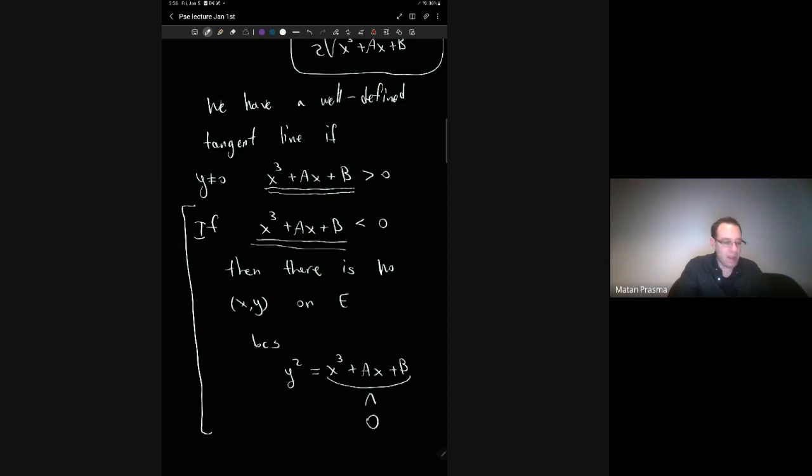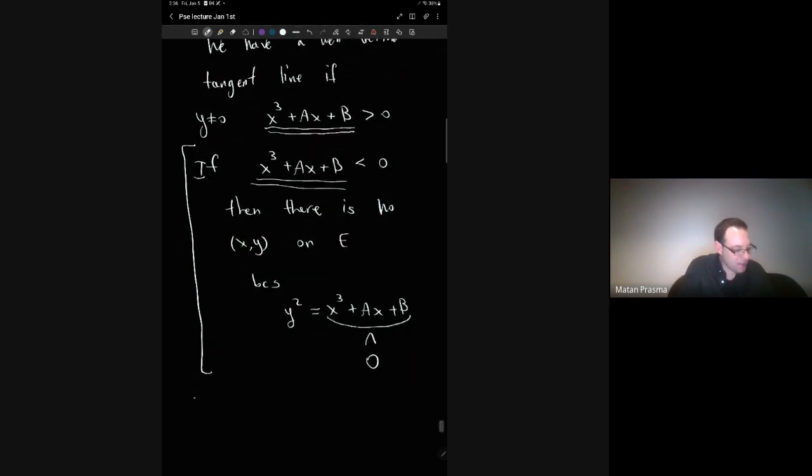And then we are left with the case of x cubed plus ax plus b equals 0. And here we need to take a slightly different approach. We do implicit differentiation.